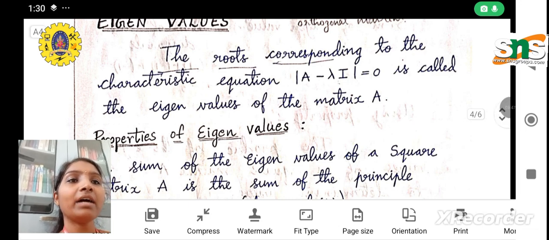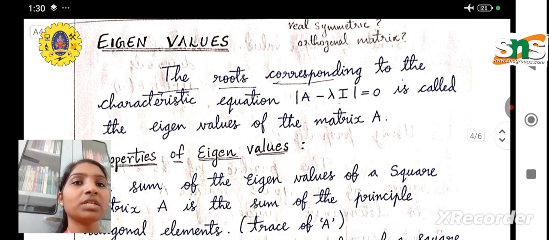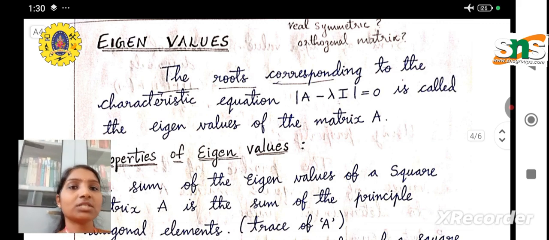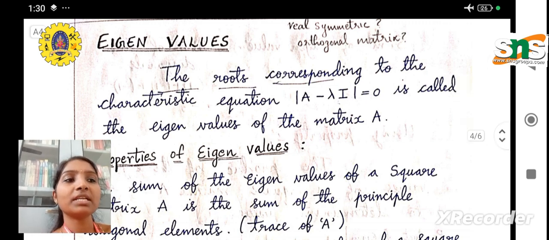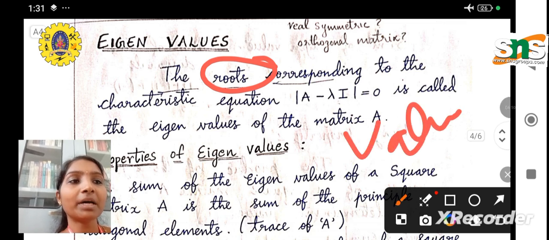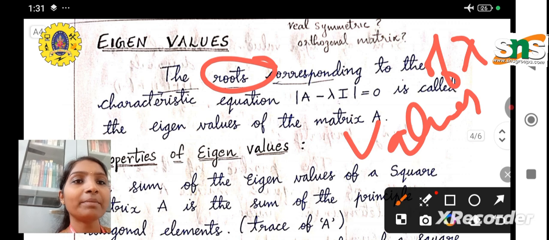Now we will have some of the properties of eigenvalues. First of all, we will note what are the eigenvalues. Eigenvalues are nothing but the roots corresponding to the characteristic equation. Determinant of A minus lambda I is equal to 0 is called the eigenvalues of the matrix. What do you mean by roots? Roots are nothing but the values of the lambda, constant lambda. Values of lambda in the particular equation is known as the roots.